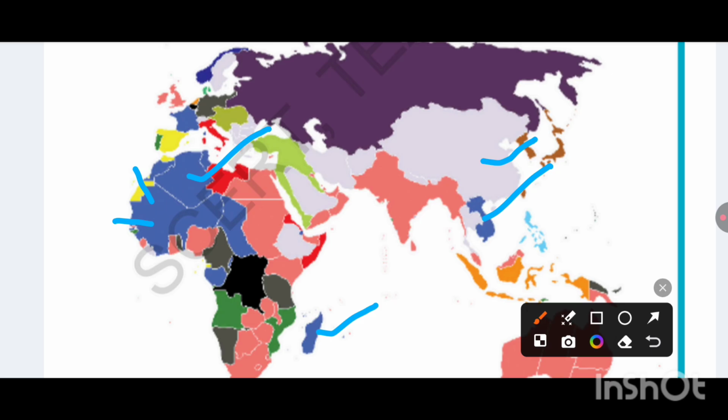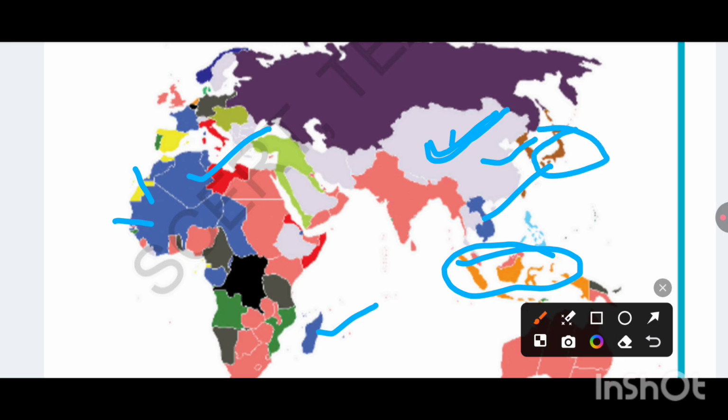Pink color represents colonial countries of Britain. Blue color represents colonial countries of France. Grey color shows independent countries. So China is an independent country, but it was influenced by many European powers. We will discuss China later. Light brown color is Indonesia. Brown color countries were under the control of Holland.